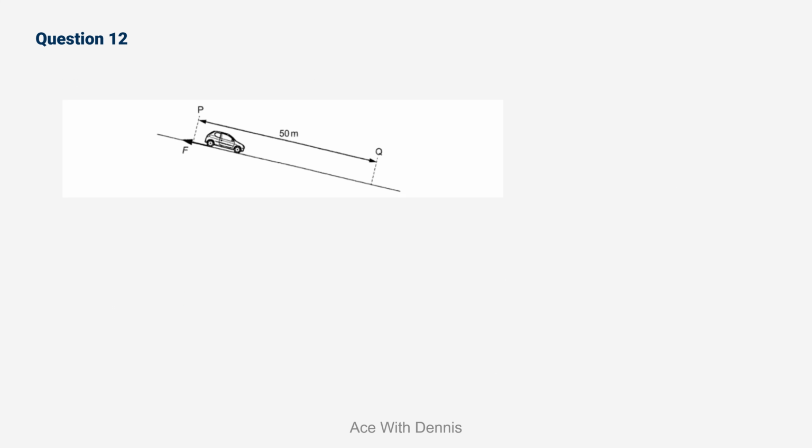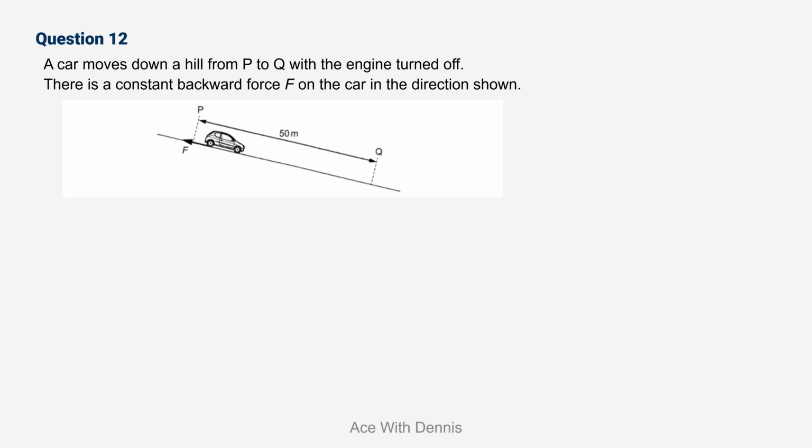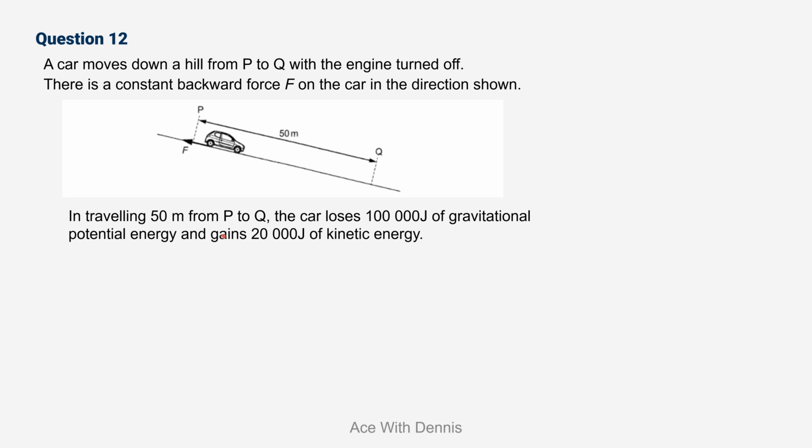Question 12. Given this diagram, a car moves down a hill from P to Q with the engine turned off. There is a constant backward force F on the car in the direction shown. Alright, so this is the F pointing this direction, and this car moves downhill from point P to point Q. In traveling 50 meters from P to Q, the car loses 100,000 joules of gravitational potential energy and gains 20,000 joules of kinetic energy. So what is the value of this F? Is it option A, 400 newtons, option B, 1,600 newtons, option C, 2,000 newtons, or option D, 2,400 newtons?